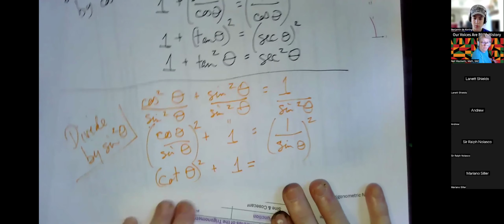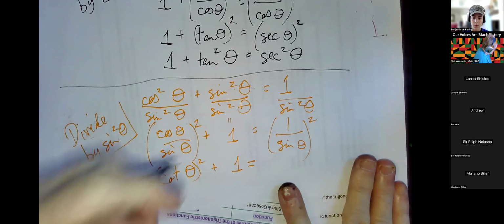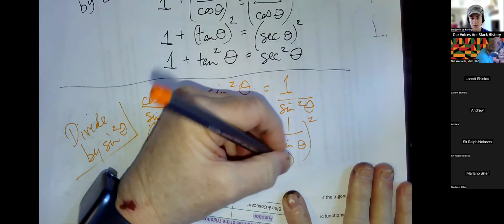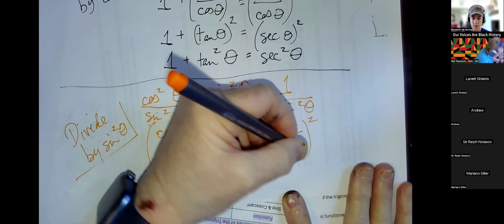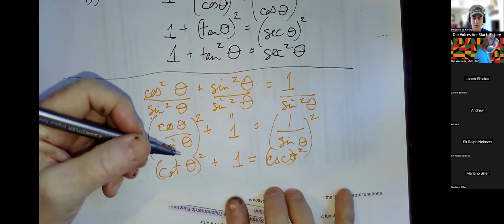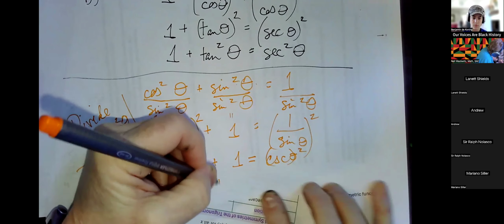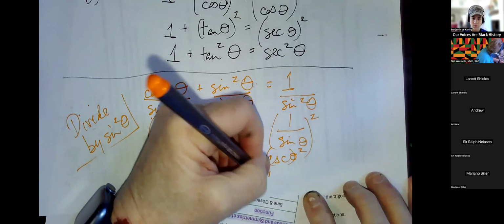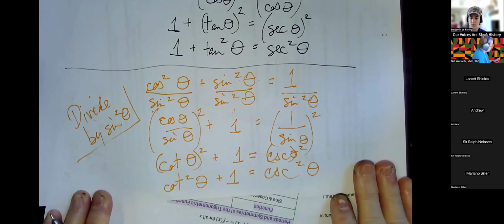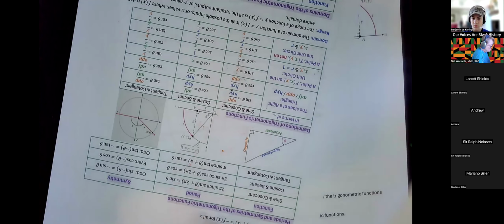I'm putting in painfully many steps. And then 1 over sine would be cosecant, and then squared. And we're going to rewrite it the way Ben said it. We've got cotangent squared theta plus 1 equals cosecant squared theta.